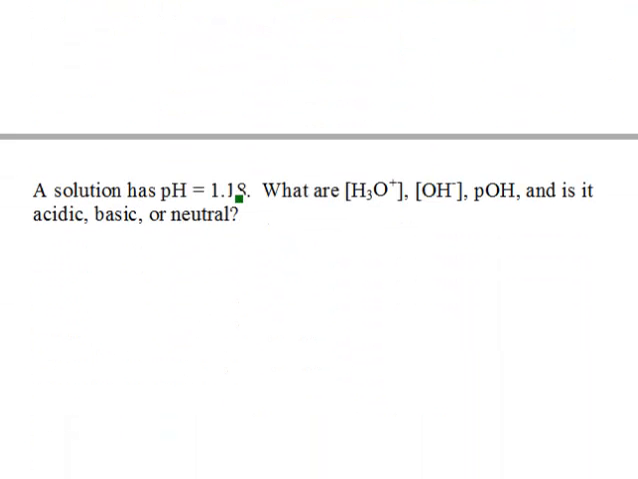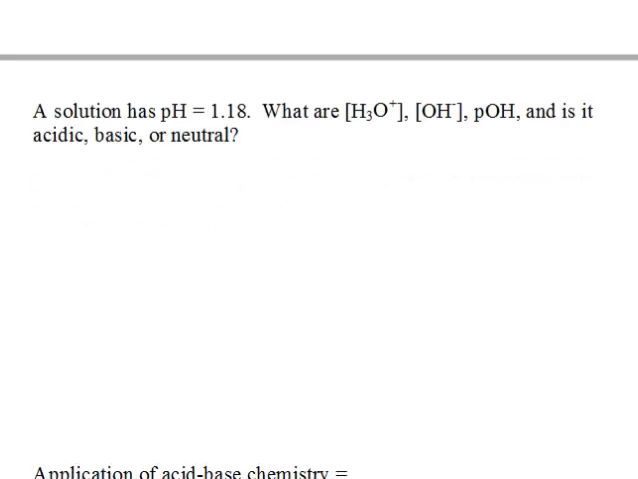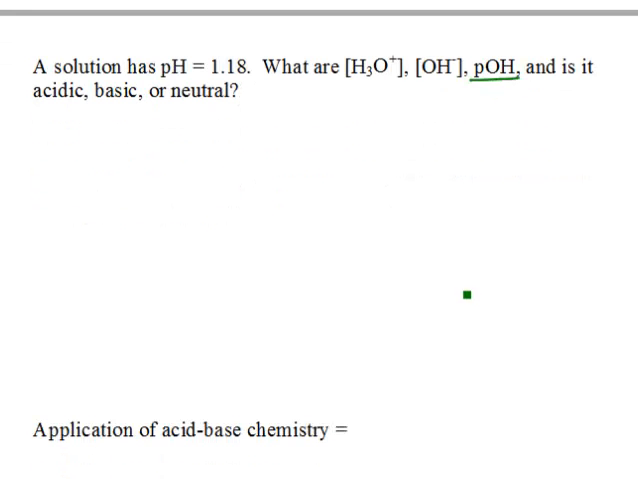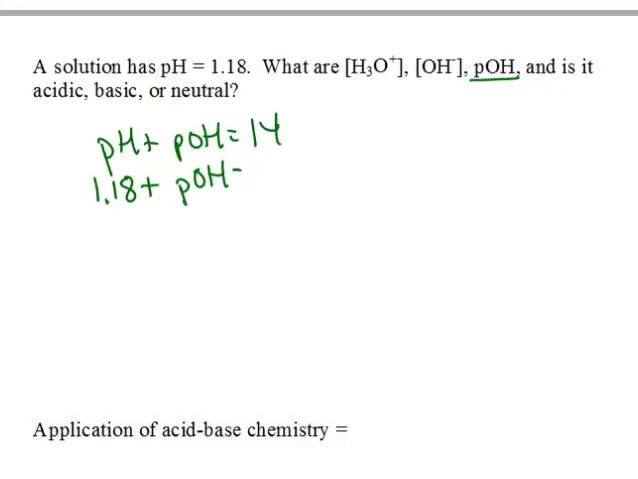So here's a solution that has a pH of 1.18. We want to figure out all of these quantities. The easiest one to get right away is pOH, because pH plus pOH adds up to 14. 1.18 is the pH. pOH is unknown. We can calculate the pOH by subtracting 14 minus 1.18. That'll be 12.82.